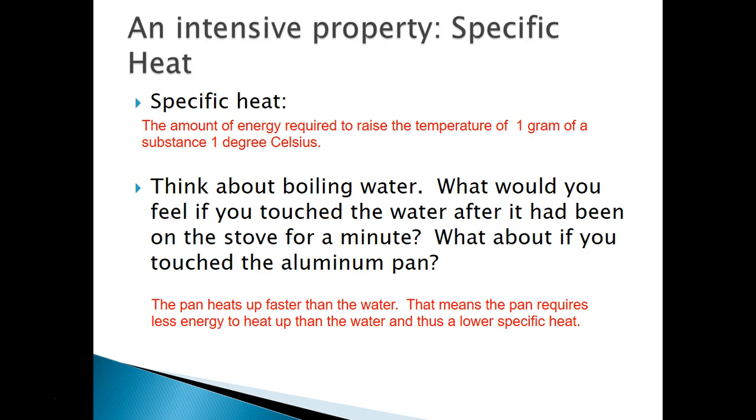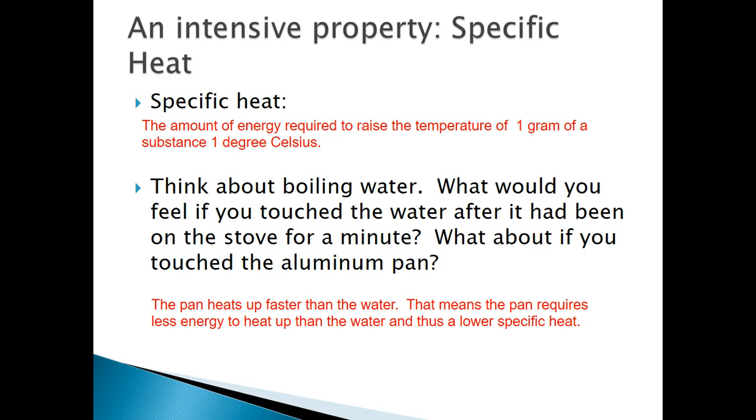Now, when you turn on the stove, both the water and the pan are getting the same amount of energy from the flame. So they both have absorbed the same amount of energy. Because the pan heats up a lot faster than the water, that means the pan must have a lower specific heat. Another example I like to use is sand at the beach.